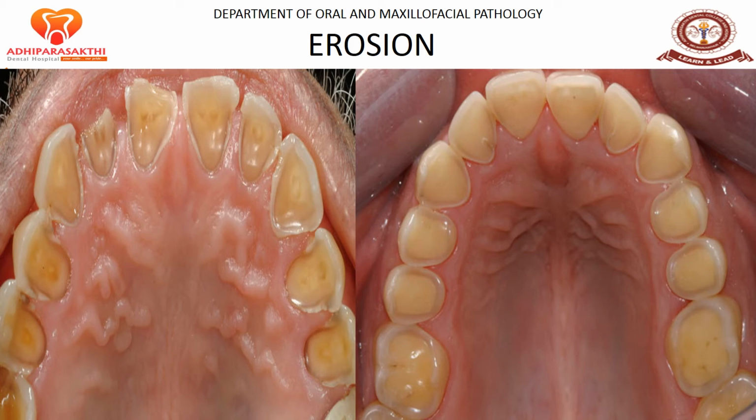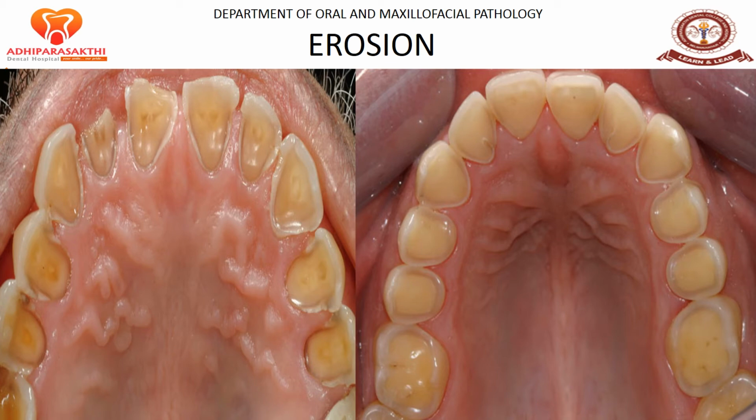The etiology of erosion can be classified as intrinsic and extrinsic factors. The extrinsic factors mainly include carbonated drinks and substances with acidic pH, whereby there will be dissolution of the enamel, and the dentin and pulp are exposed. In case of intrinsic factors, the patient suffering from GERD, which is gastroesophageal reflux disease, has reflux acid present in the oral cavity which causes dissolution of the enamel structure. So this condition is called erosion.